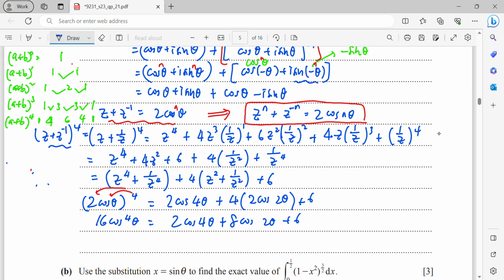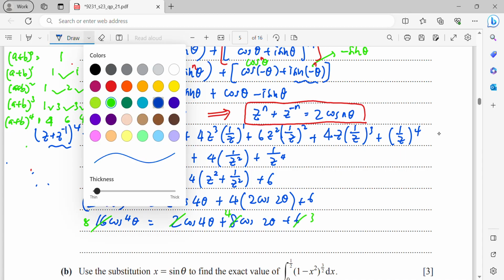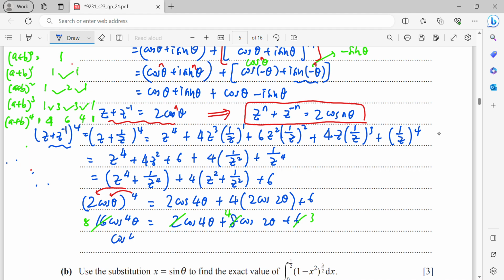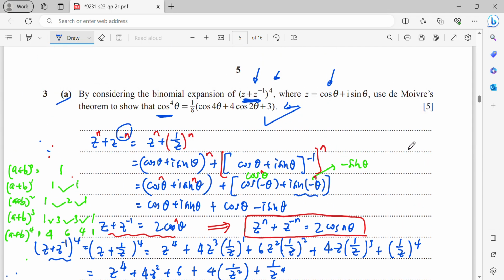Now I will say that all the terms can be divided by 2. So 16 becomes 8, this one becomes 4, and this is 3. So then I will just move down my 8. So cos to the power 4 theta will be 1 over 8 bracket cos 4 theta plus 4 cos 2 theta, then plus 3. Okay, so that is the form that we need to prove.